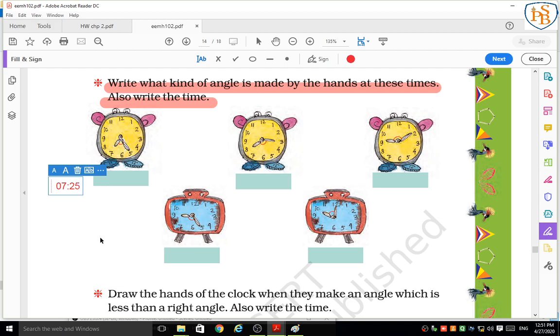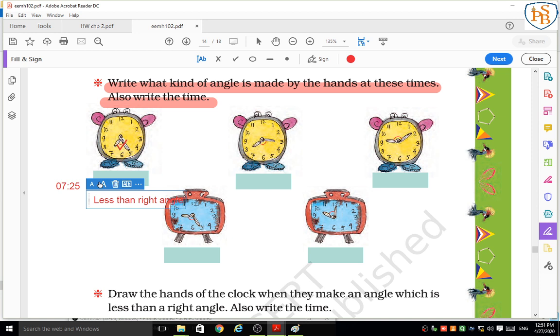Now tell me about the angle. Time is over. Now tell me about the angle. If we see carefully over here, you can see the angle. Then tell me, is it a right angle? No. Then the hour hand is on number 7, so 7 is your baseline and the angle is formed at number 5. Then is this angle less than a right angle or more than a right angle? Yes student, tell me. Very good. The answer is less than a right angle.